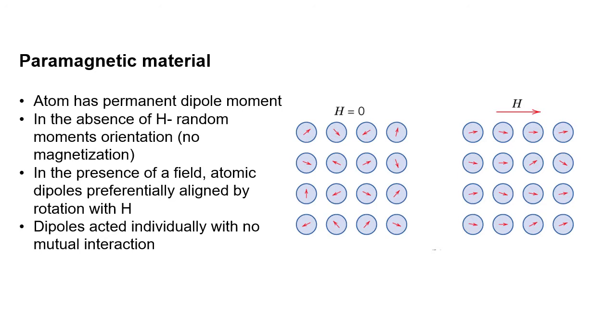So the paramagnetic material already has a dipole moment, although at zero magnetic field. When we apply the magnetic field, the moments will start to align by following the direction of the magnetic field. And the dipoles act individually with no mutual interaction.